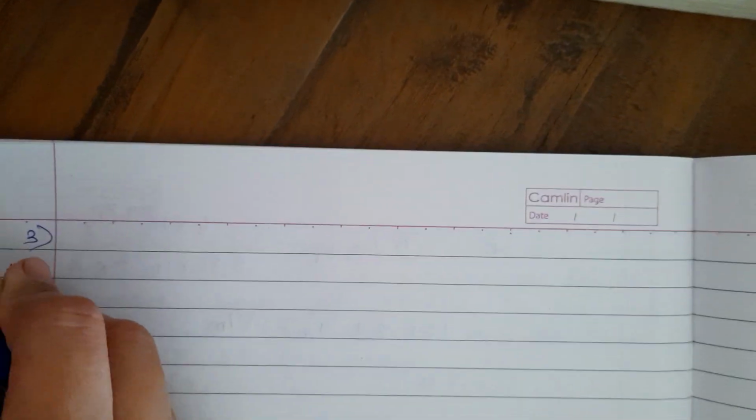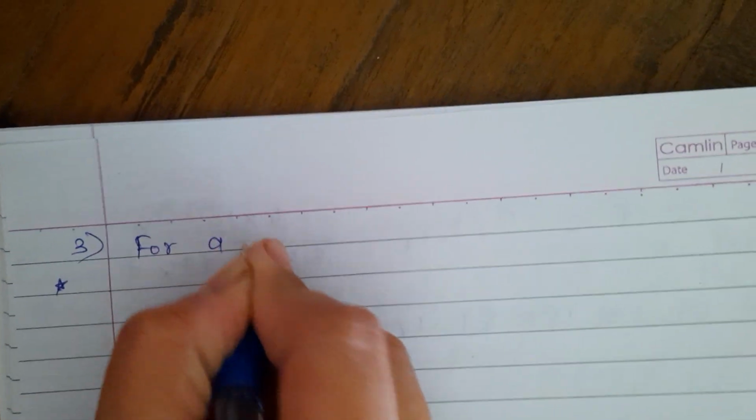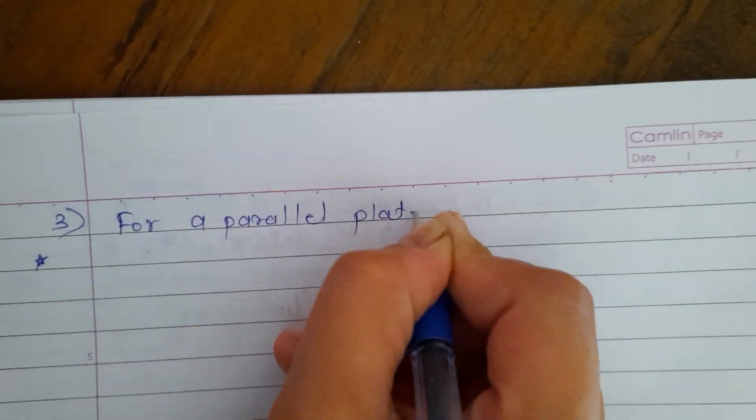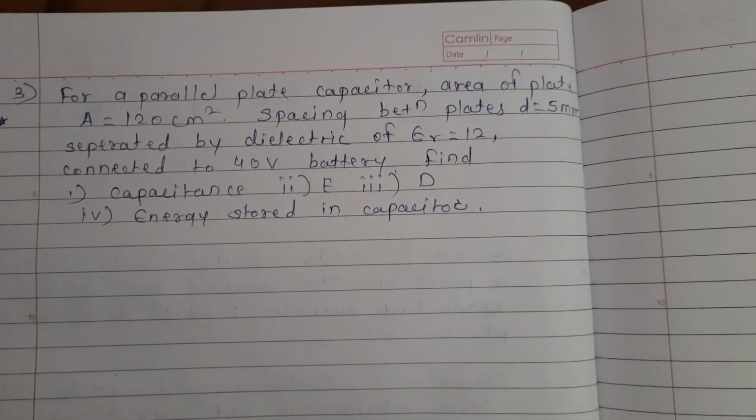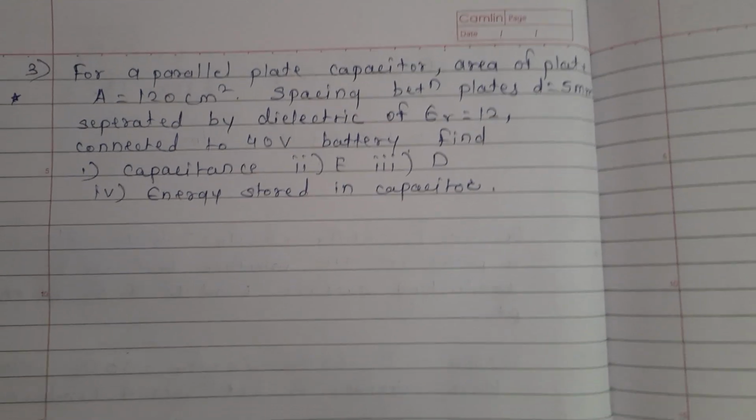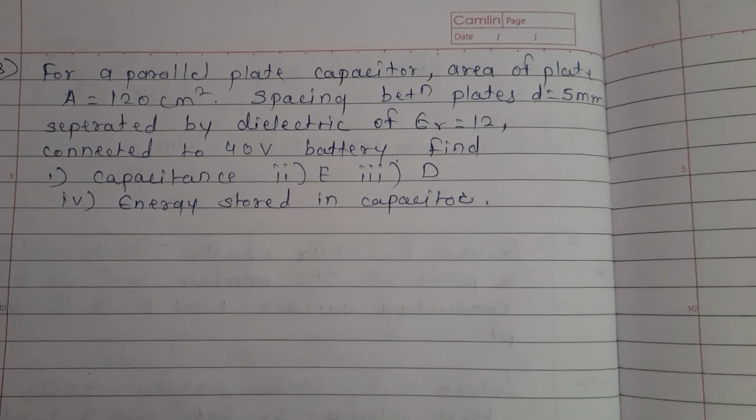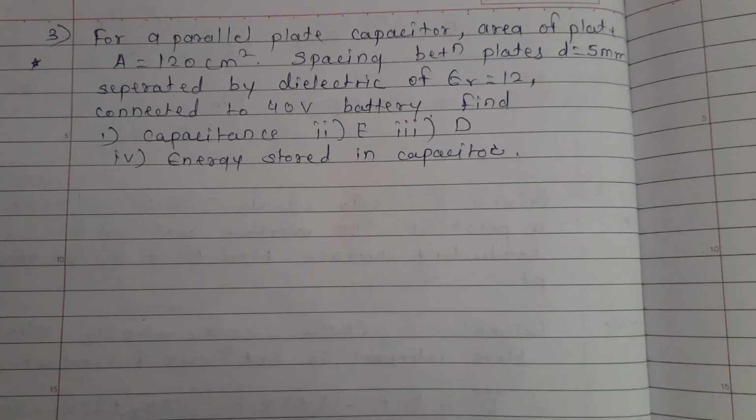Next problem based on capacitance, asked in a university exam. For a parallel plate capacitor, the area of the plate A is 120 cm square, the spacing between the plates D is 5 mm, separated by a dielectric of epsilon r 12, connected to a 40 volt battery. Then find capacitance, E, D and energy stored in the capacitor.